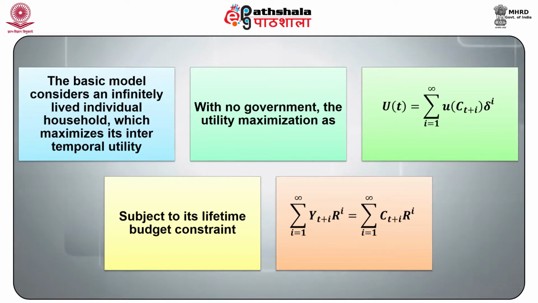Capital U of t, which is the intertemporal utility function, is equal to the summation from periods i equal to 1 to infinity of small u, which is the intratemporal utility, based on the consumption from period t plus i, appropriately modified by what is called time preference, written here as delta superscript i. Now this would obviously be subject to its lifetime constraint.